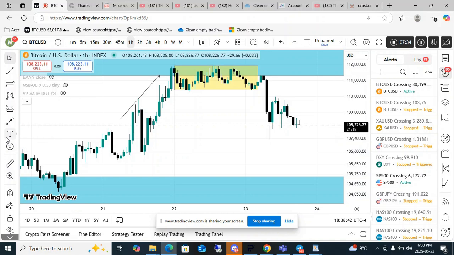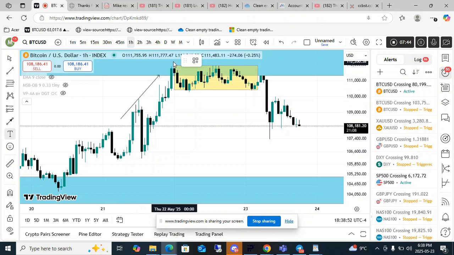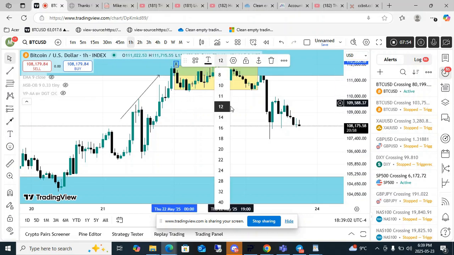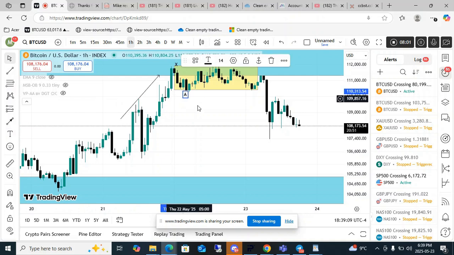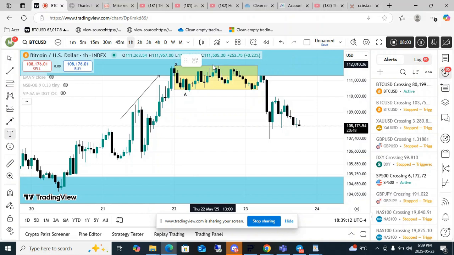So what I usually do is, when I spot the consolidation, I mark out that this is a bullish trend. I mark out my WXY wave. This is my X. I don't know if you can see it. My X, and this is my A, and this is my B here.